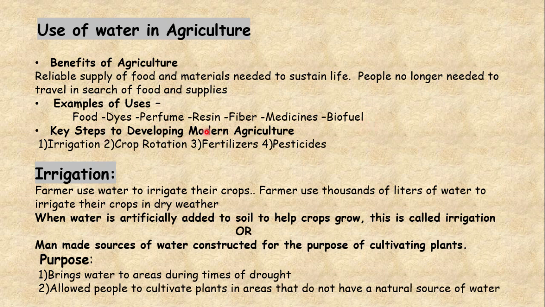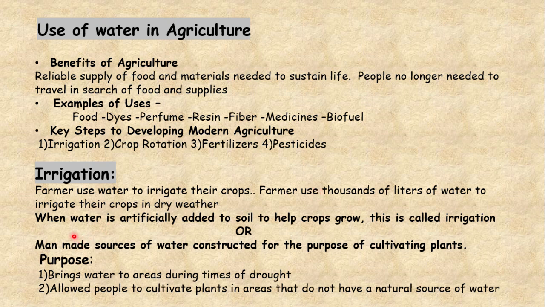The key steps to developing modern agriculture include number 1 irrigation, number 2 crop rotation, number 3 fertilizer, number 4 pesticides. These steps are the means to improve agriculture or develop modern agriculture. We will discuss irrigation here. Irrigation is the artificial supply of water to the crops. Farmers use water to irrigate their crops. In this way, they use thousands of liters of water to irrigate their crops in dry weather.